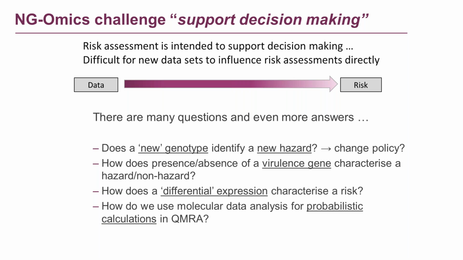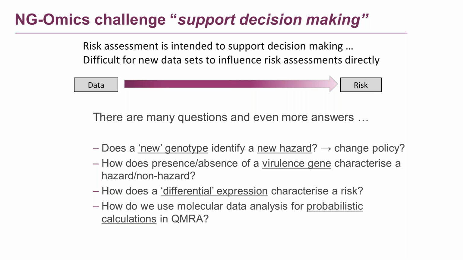In the paper it says something like, if you would then find a new genotype, would that also identify a new hazard? How would that change or impact policymakers? Another question is, how does the presence or the absence of a virulence gene characterize a hazard or a non-hazard? If you find a virulence gene, does that mean that you have found another hazard or not?